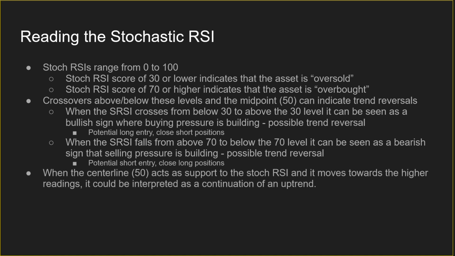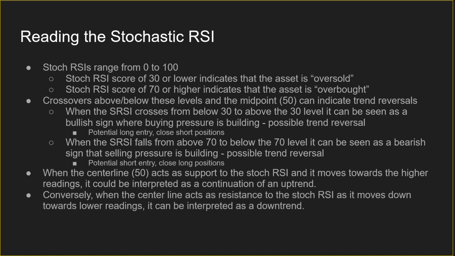Now, when the center line, or the 50 area, acts as a support to the stochastic RSI and it moves towards the higher readings, it could be interpreted as a continuation of the uptrend. And the same thing when it is met from the underside. So let's say the center line is above the stochastic RSI. The stochastic RSI goes up to the 50 level and acts as a level of resistance, and then it is rejected and falls back down. That could be interpreted as another sign of a continuation of that downtrend.